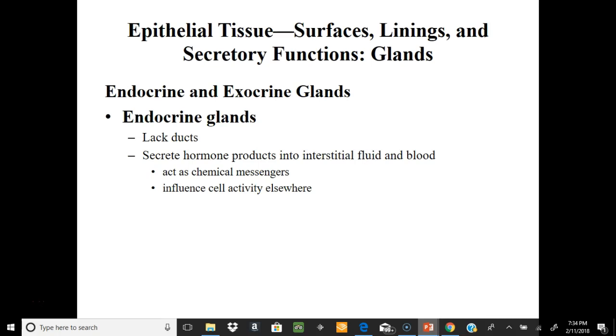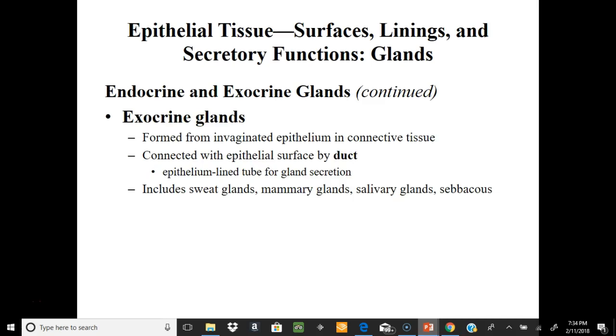So they have to have a means to pass their chemicals, which are hormones, into the blood. So when they secrete chemicals, they secrete them right into the blood. And then the blood circulates these chemicals, which are hormones, to the proper cells of the body, and then different reactions occur. We'll focus on exocrine glands here, though.